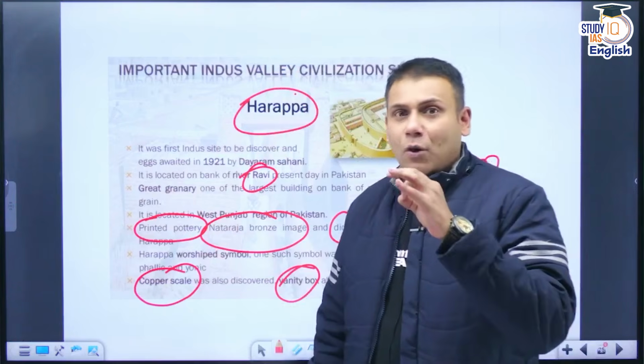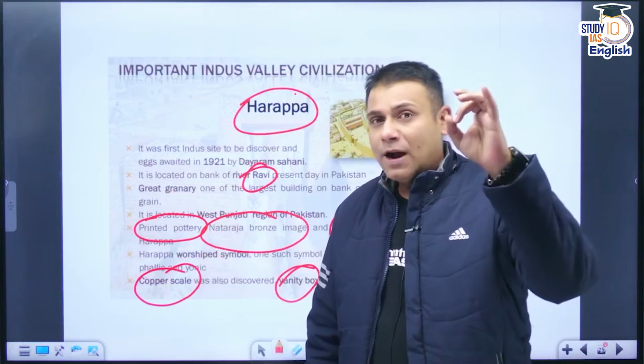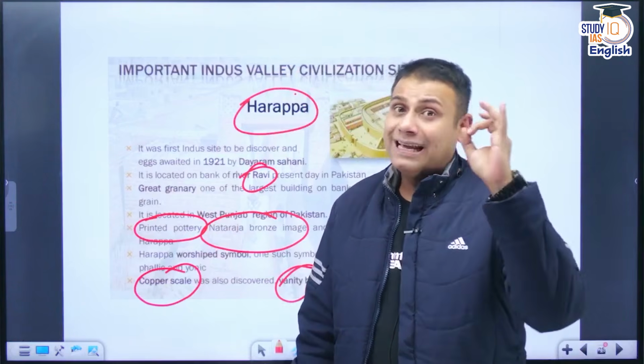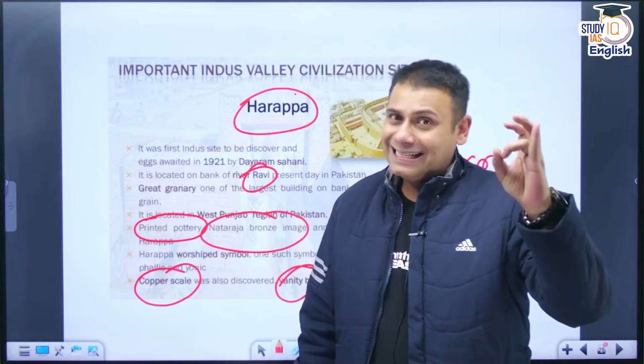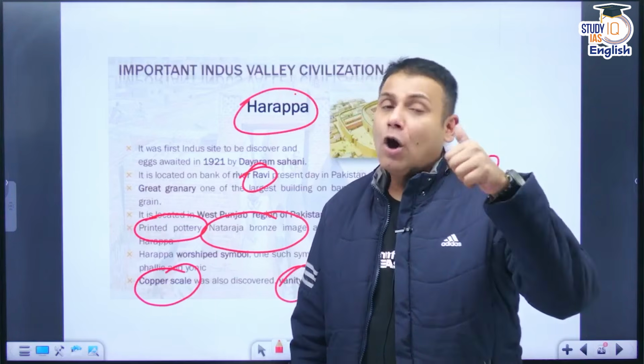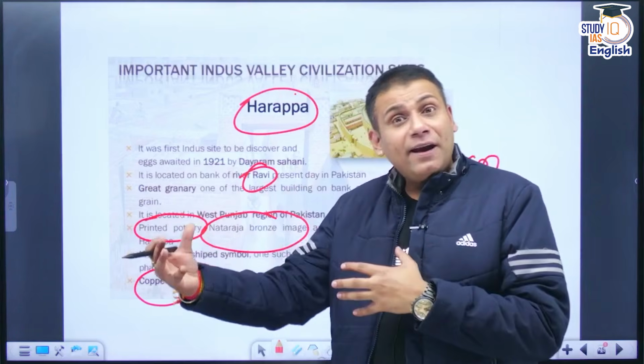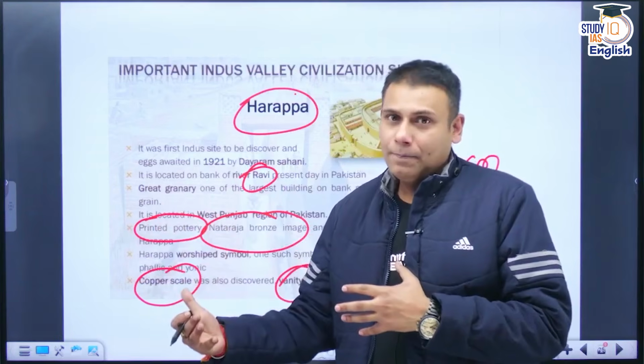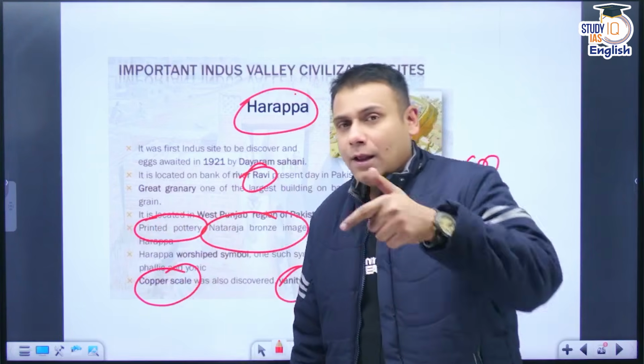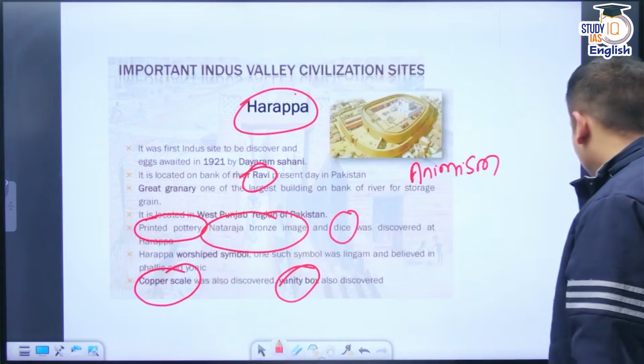Painted pottery has been found for the first time. Apart from that, Nataraj bronze image, dice, vanity box, copper scale are the key findings from the site of Harappa. Got it? Let's move on with the other important site.